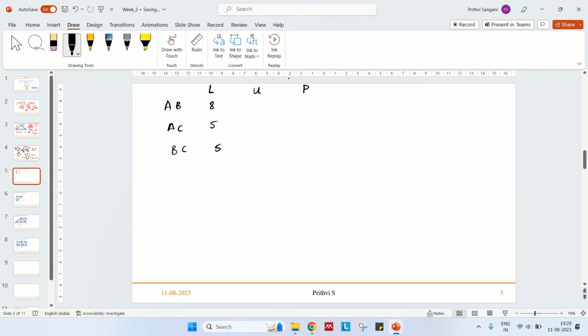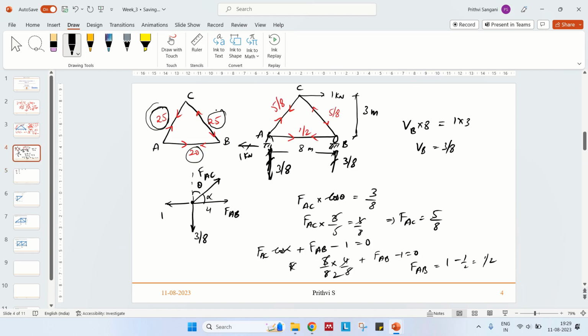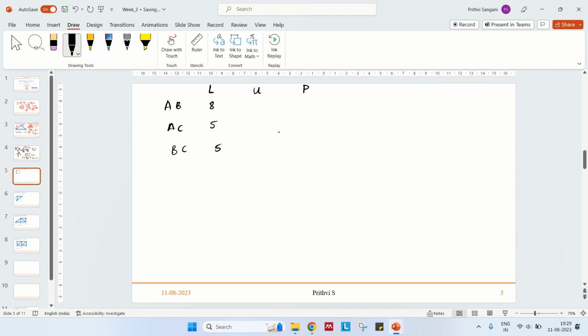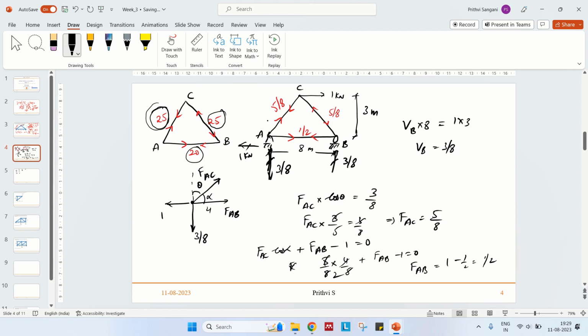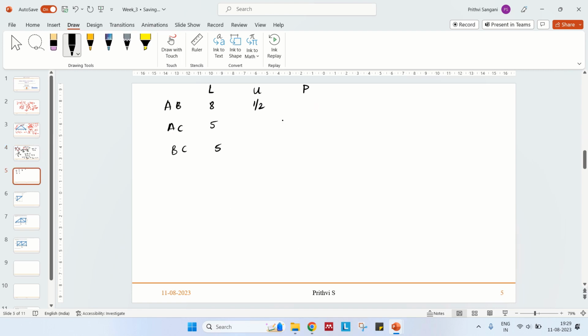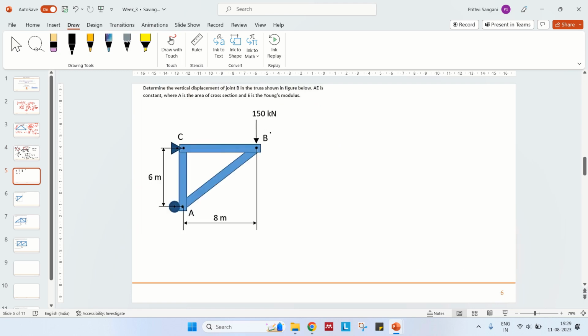What about U? In AB, what is U? Half, in tension. I'll take tension as positive. What about AC? AC is in compression, 5 by 8, so minus 5 by 8. What about BC?